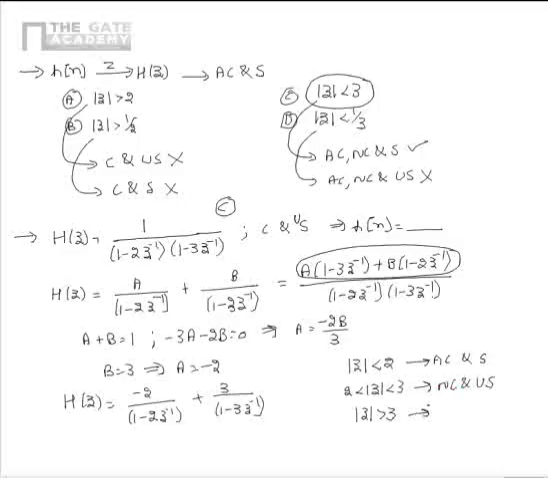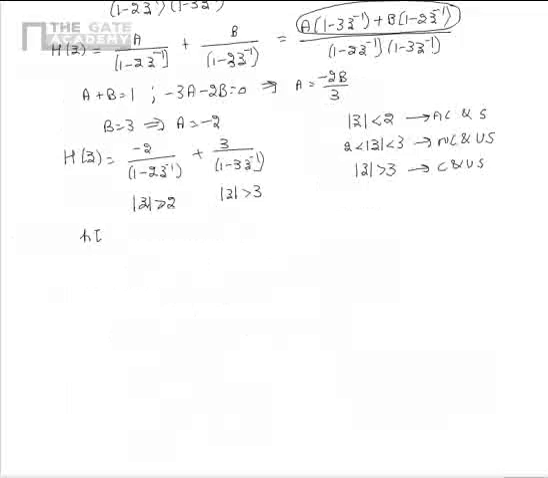In case of third ROC, the system is causal and unstable. So from this we see that mod z greater than 3 is the ROC of the overall system. So the individual ROCs can be written as mod z greater than 2 and mod z greater than 3. From this we can write that the impulse response of the LTI system is equal to minus 2 multiplied by 2 power n u of n plus 3 multiplied by 3 power n u of n. So this is the impulse response of the given LTI system.